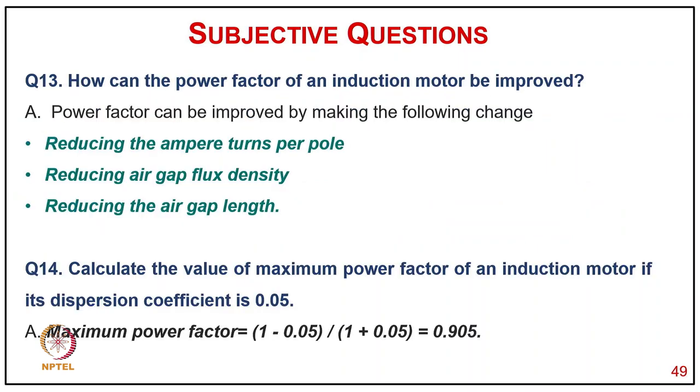Question 13, how can the power factor of an induction motor be improved? The power factor can be improved by making the following changes: reducing the ampere turns per pole, reducing the air gap flux density, or reducing the length of the air gap.